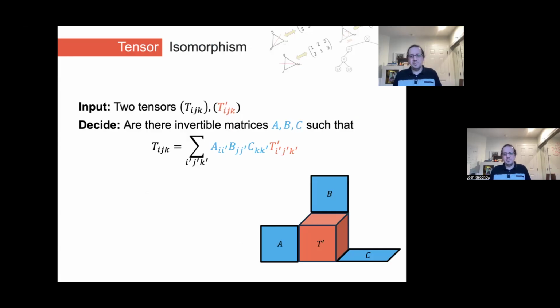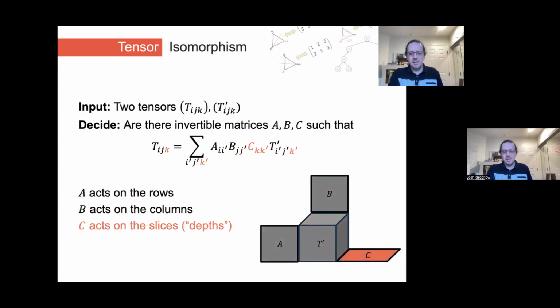So what is tensor isomorphism? I want to give you a bit of a feel for this problem before we come to our results. You're given two tensors, T and T prime, which have indices i, j, k, because these are like three-dimensional boxes of numbers. And the question is, are there invertible matrices A, B, and C such that you can transform T prime to T by this action of A, B, and C? The idea here is A multiplies T prime on the left, so A affects the rows of T prime. B multiplies it on the right, so it affects the columns of T prime. And C multiplies in the third direction, or it affects the slices, sometimes called the depths, of T prime.